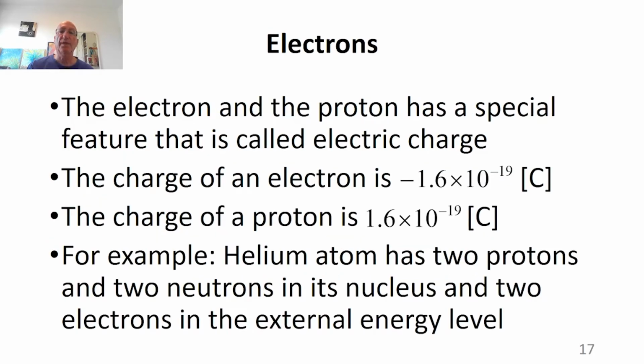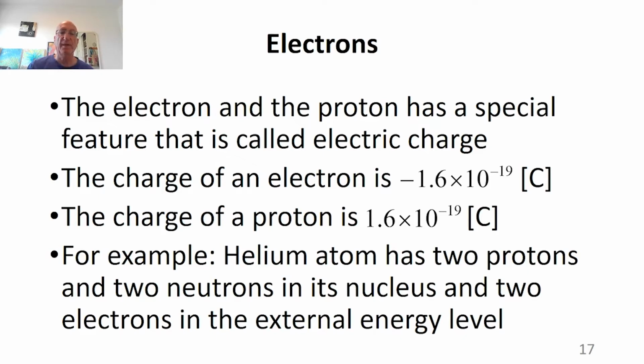The electron and the proton have a special feature that is called electric charge. The charge of an electron is minus 1.6 multiplied by 10 to the power of minus 19 Coulomb, which is designated by the letter C. The charge of a proton is positive, plus 1.6 multiplied by 10 to the power of minus 19 Coulomb.